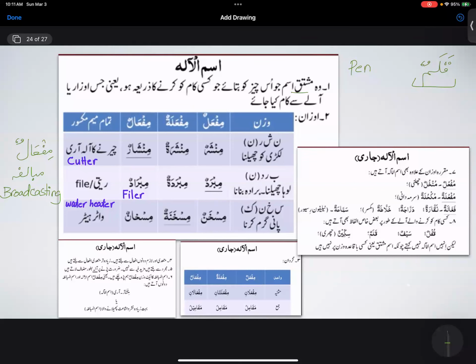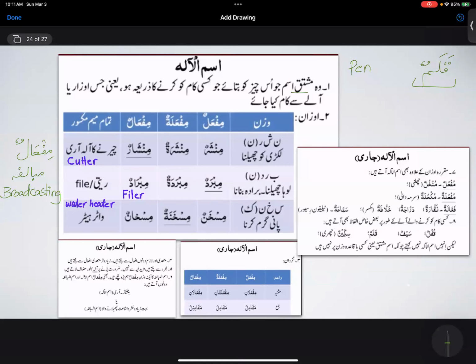The rest, there are going to be some words that are not going to follow a certain pattern, right? The example I gave you, kalamun. So in this way, we're going to call them ism jamid. Okay. So that is the difference between mushtaq and jamid.